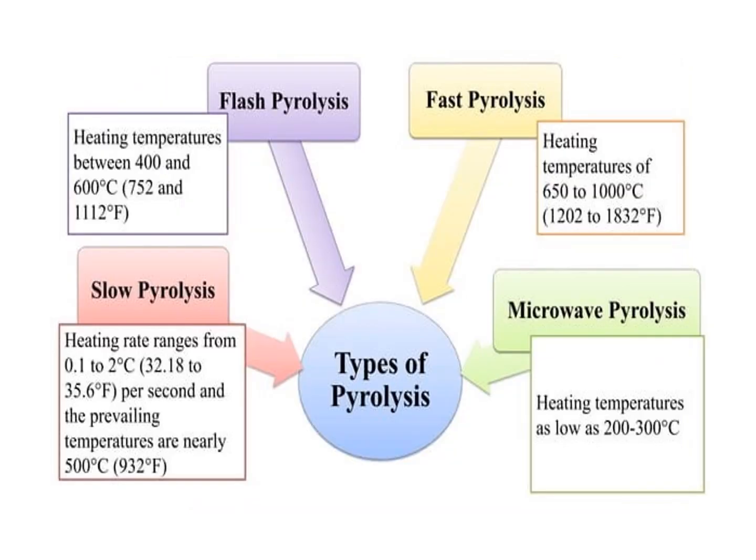Coming to the types of pyrolysis: flash, fast, microwave and slow pyrolysis. Fast pyrolysis works on a heating temperature of 650 to 1000 degrees Celsius, which converts to 1202 to 1832 Fahrenheit. Microwave pyrolysis works on a very low temperature, 200 to 300 degrees Celsius. Slow pyrolysis ranges from 0.1 to 2 degrees Celsius per second and the prevailing temperature is nearly 500 degrees Celsius. And flash pyrolysis has a heating temperature between 400 and 600.